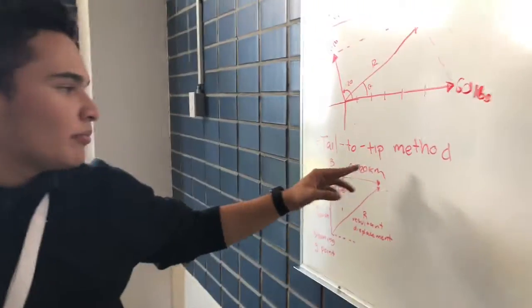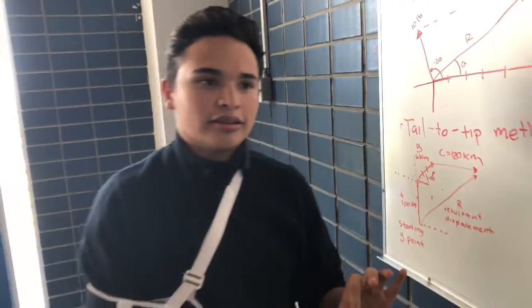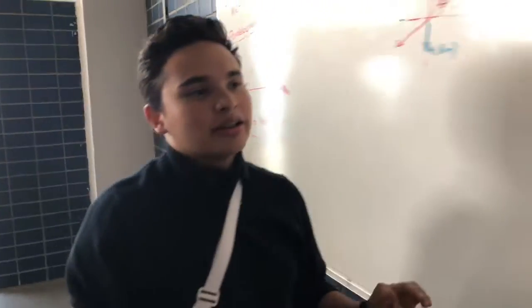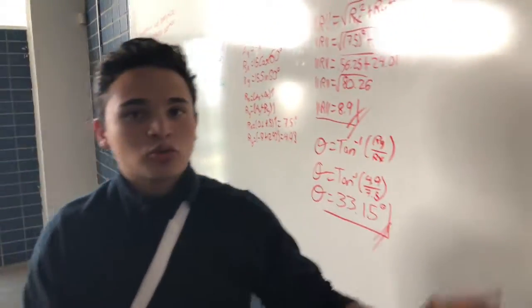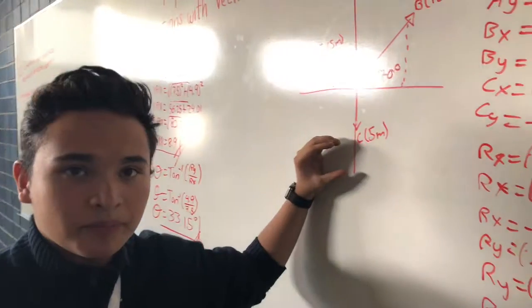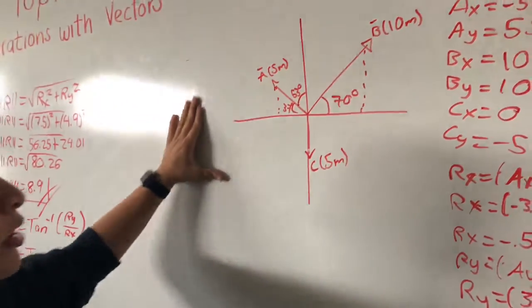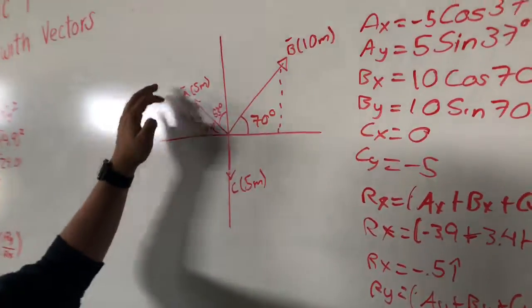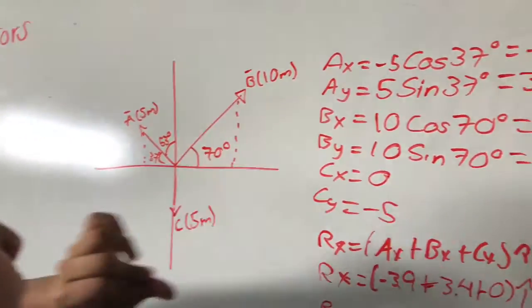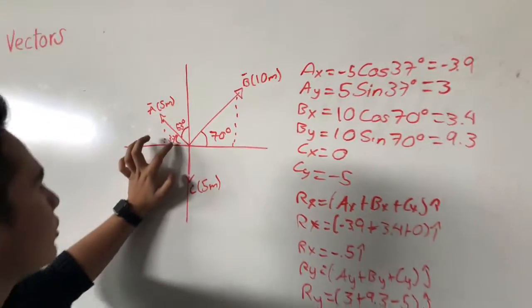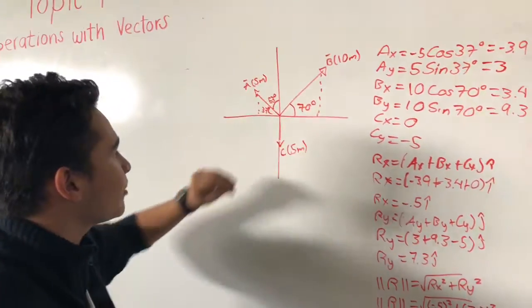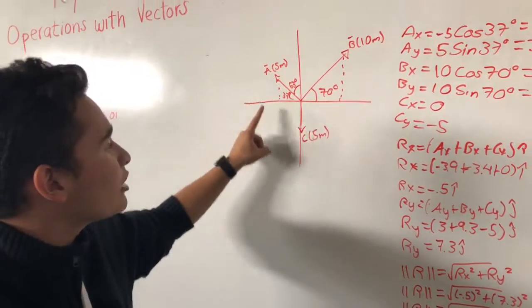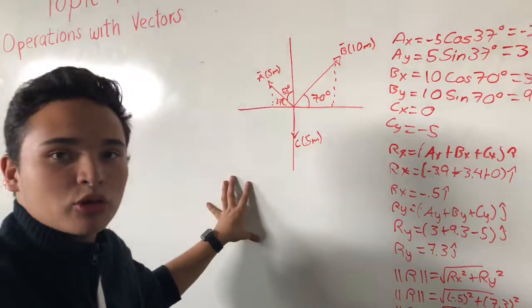The next method, that is the tail-to-tip method, is not quite different. The only difference is that this has three vectors, the third one being C. Now, in this example, we can use the same method that we did before. For example, in the value of A, Ax and Ay, you have an angle, 37. You use the same as the other one, the imaginary line and the trigonometrical rules.